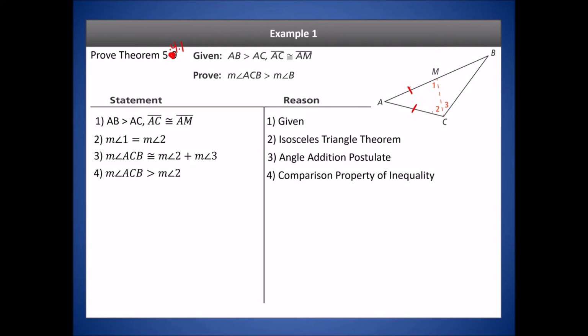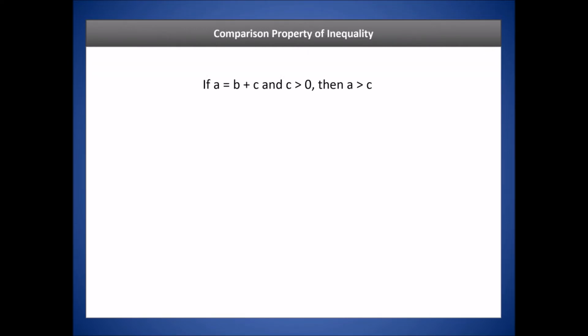So what we're going to do now, with that angle addition postulate, because we know that ACB is equal to angle 2 plus angle 3, is use a property known as the comparison property of inequality. This is the first time we've used this in the lessons that I've discussed. So let's go ahead and discuss that property. The comparison property of inequality states that if A is equal to B plus C, and C is a number greater than 0, then A has to be greater than B.